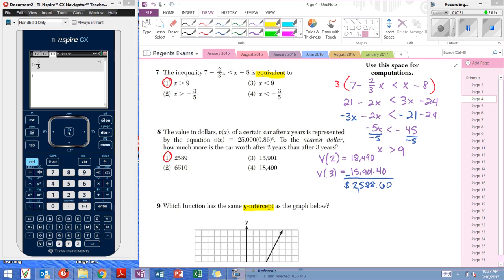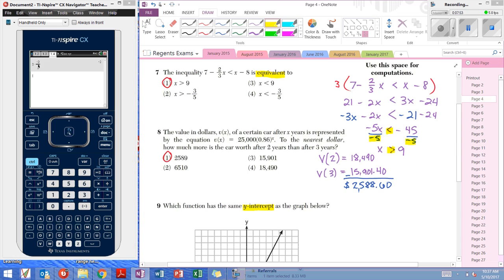And then I sorted. I moved all of my x terms to the left and all of my constants to the right, grouped them together, and then ended up dividing both sides by a -5. Now, the important piece to remember here is if you divide by a negative, your inequality sign flips. So if you didn't remember that, you might have picked answer choice 3.